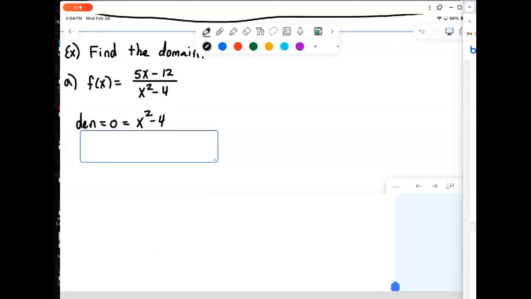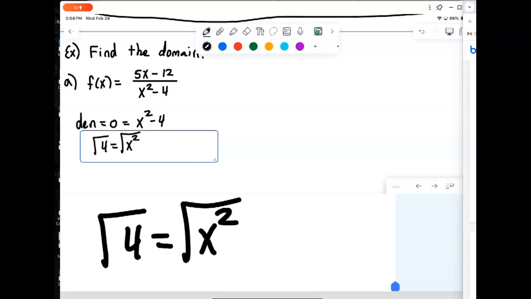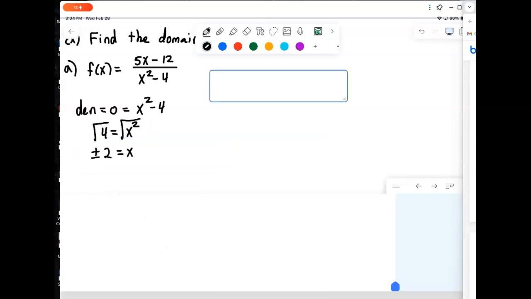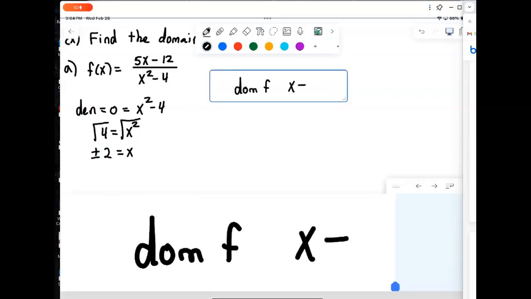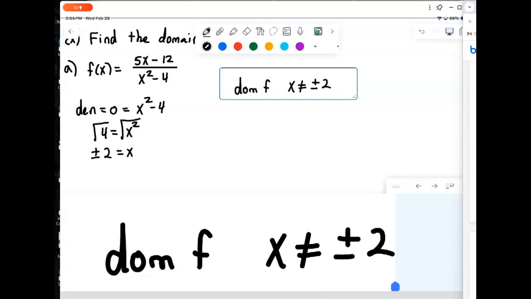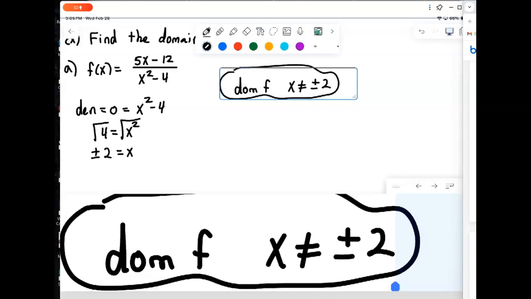Bring the 4 to the other side, apply our square root. Remember, when we apply the square root, that it's plus or minus. So the square root of 4 would be 2, so plus or minus 2 equals x. Those are the things that make the denominator equal to 0. So when it comes to the domain of f, we would say x cannot be plus or minus 2. And if you're allowed to use that notation, that's all you have to do.